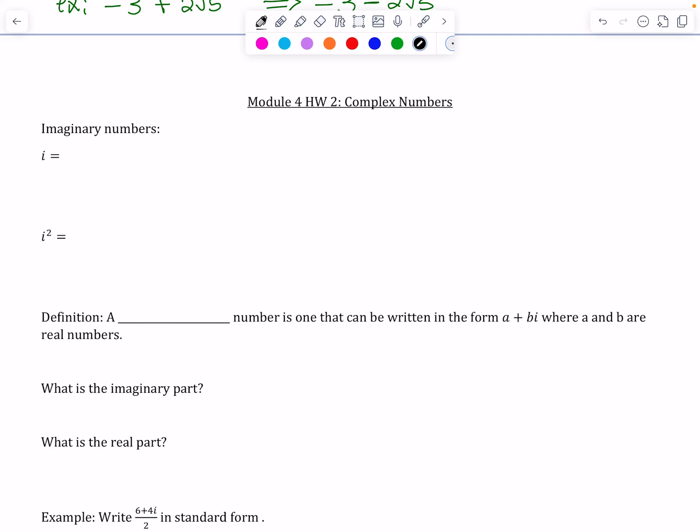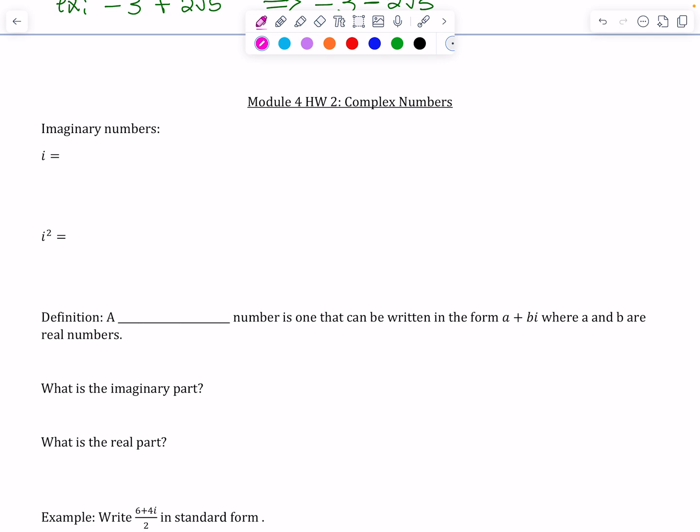Okay, this is Module 4, Homework 2. It's the last section of our notes before you're going to take Test 2. So make sure you've already done Module 3, and now you're finishing Module 4. And this is about complex numbers. So we're going to be introducing imaginary numbers.